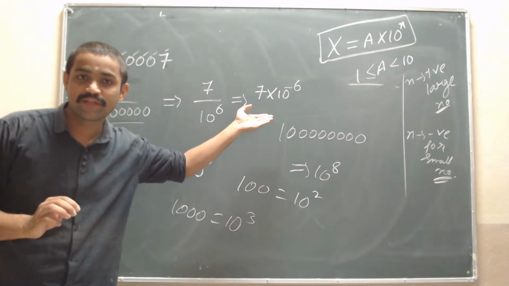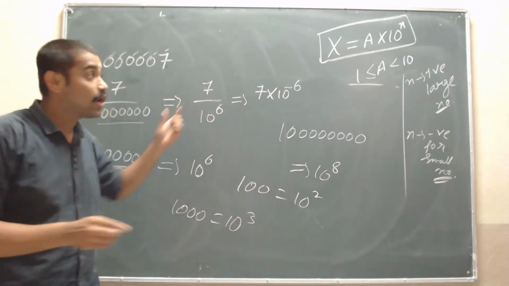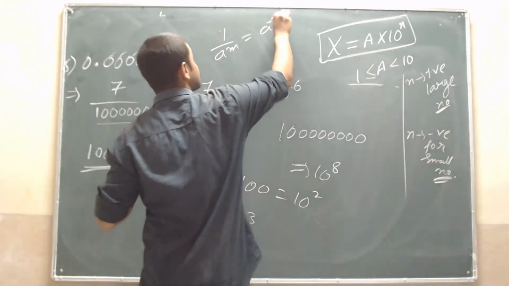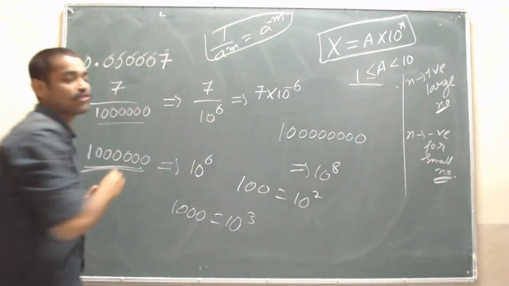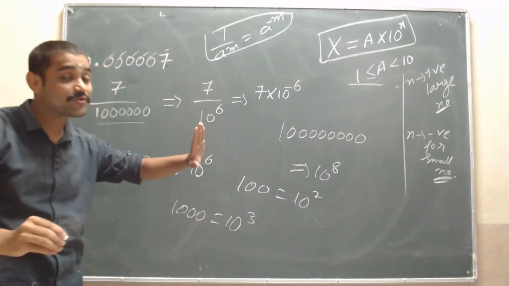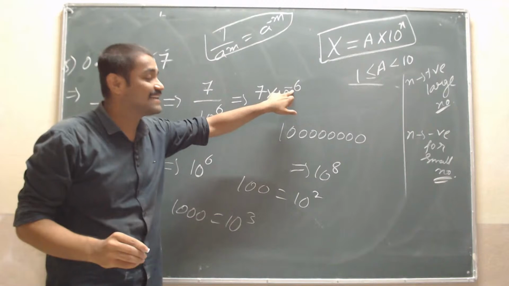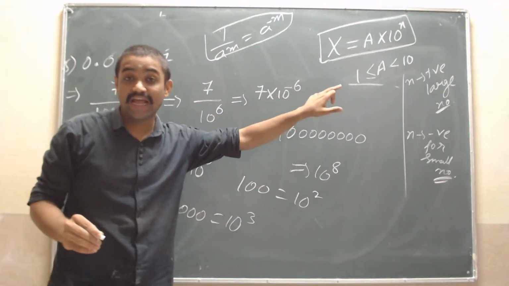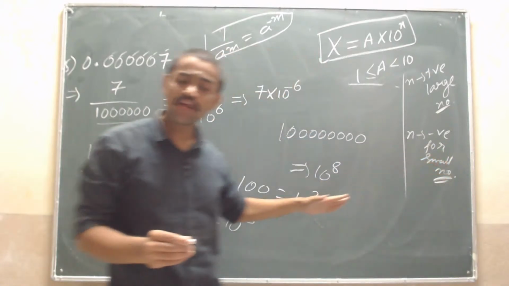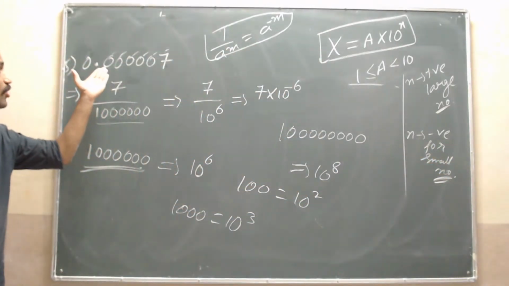Why, sir? Because by applying the formula 1 by a to the power of m is equal to a to the power of minus m, we will get an easy answer. And we have to notice here that minus indicates a negative exponent, and a negative exponent is for smaller numbers. We know that this number is smaller.